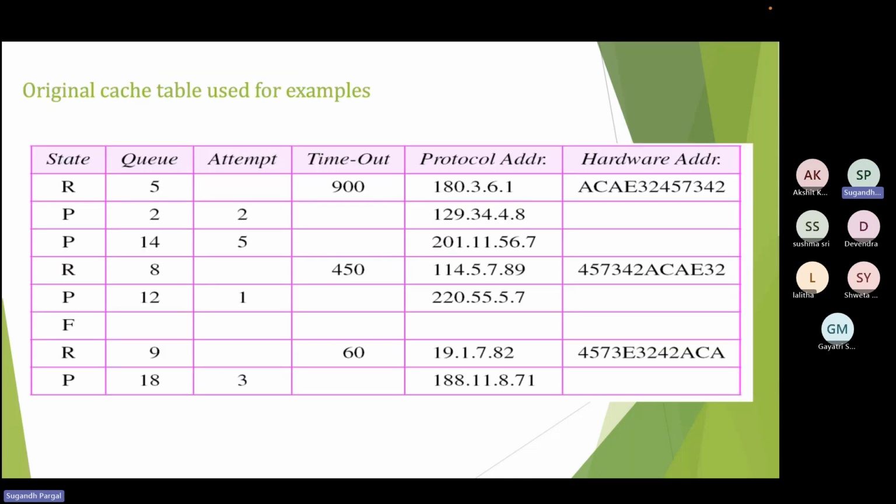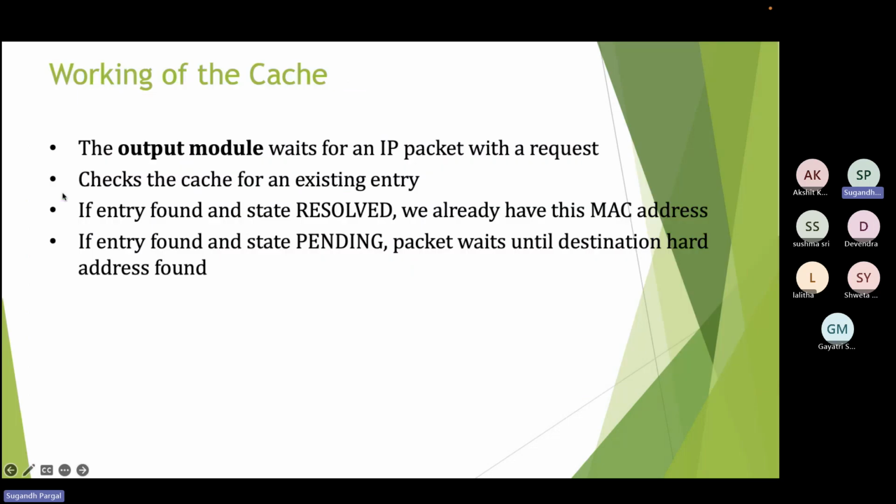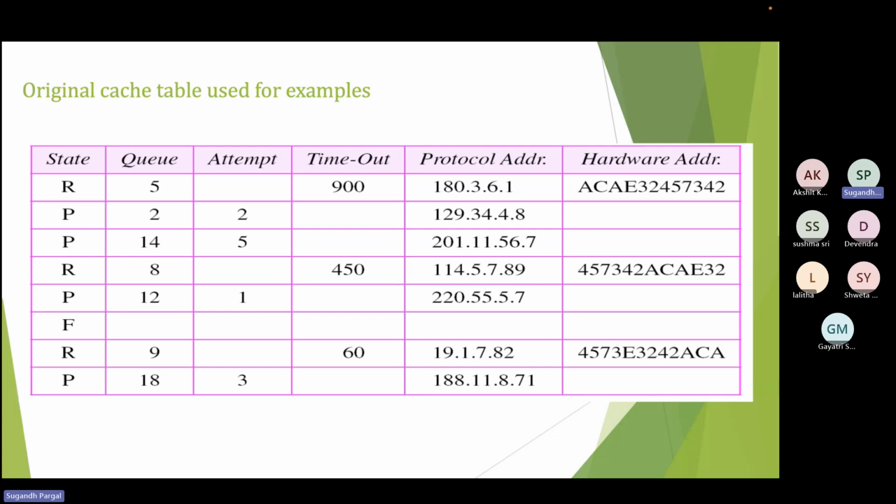If the entry is found and the state is pending, then the packet waits until the destination address is found. So this is a sort of cache table, as you can see here, with the state, whether the request is resolved or pending. Then we have the queue, the number of the queue of the request, then how many attempts are made for that particular IP address, then the timeout of that particular request, the protocol address, which is the IP address of the destination, and the hardware, which is the MAC address of that destination. Have a look at this cache table if you have any query.